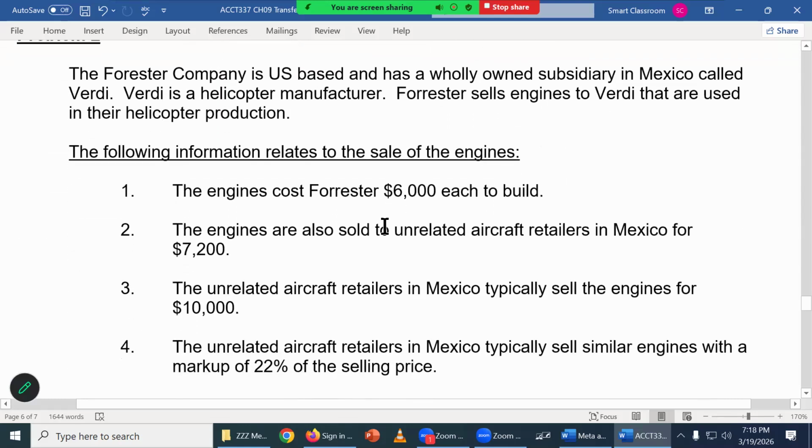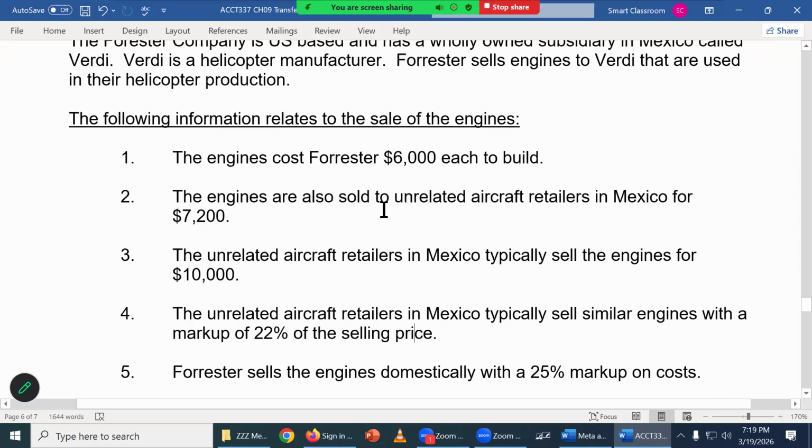And they say the uncontrolled price because, again, there's this myth that you can sell it for whatever you want. The truth is, if you make the price too high, you're not going to sell any. So when they talk about the unrelated price, they're really talking about the normal selling price, not necessarily that you control that. I'm sure if they could sell these engines for 17,200, they would, but they sell them to unrelated aircraft retailers in Mexico for 7,200. They cost 6,000, and the unrelated retailers typically sell these engines for 10,000.